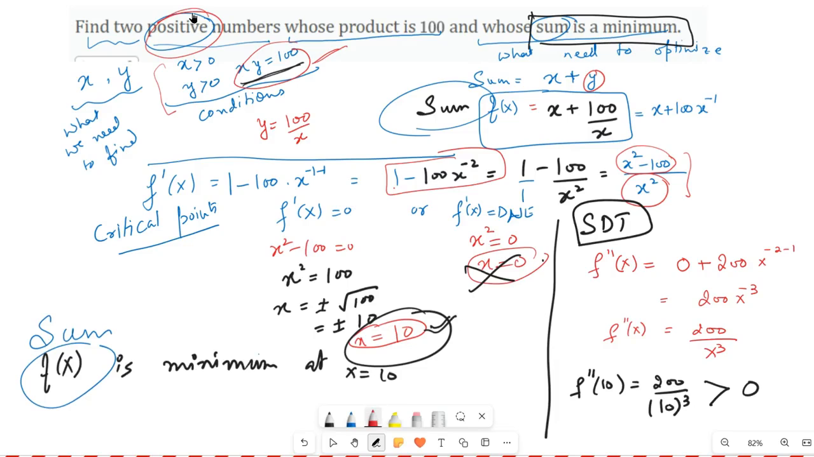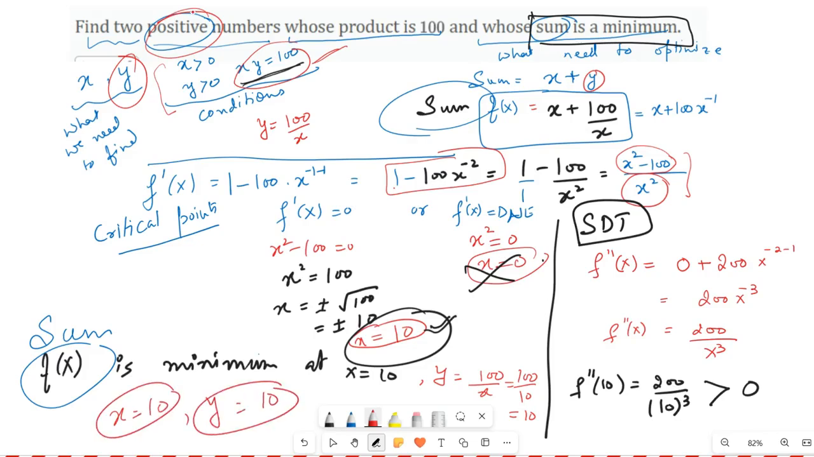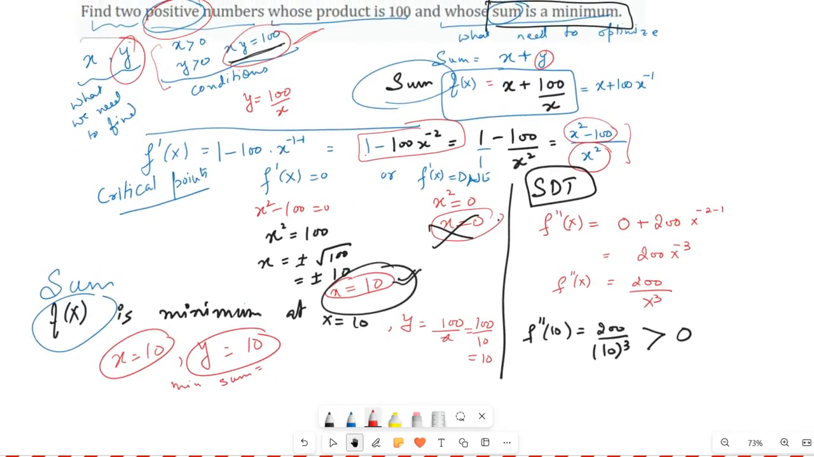We also need to find y. Y is equal to 100 by x, 100 by 10. The answer is 10. So the answer is x is equal to 10 and y is equal to 10, and the minimum sum is equal to what? 10 plus 10, 20, when the product is 100. That is your final answer.